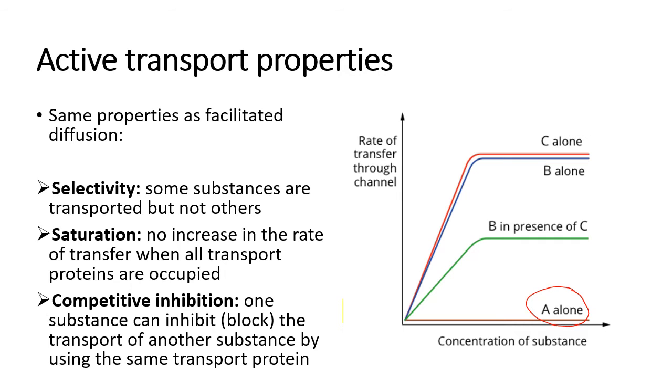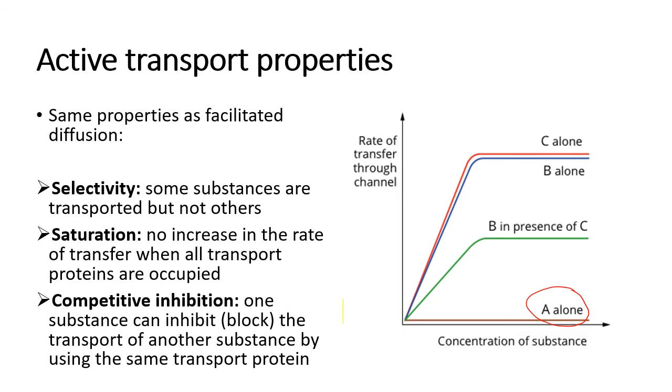Next, we have saturation. So there's no increase in the rate of transfer when all transport proteins are occupied. We can see this in that if all protein carriers in the membrane are occupied, then there will be no increase in the rate. We can see this in that each of the graphs for C, B, and B in the presence of C all flatten out at a certain point.